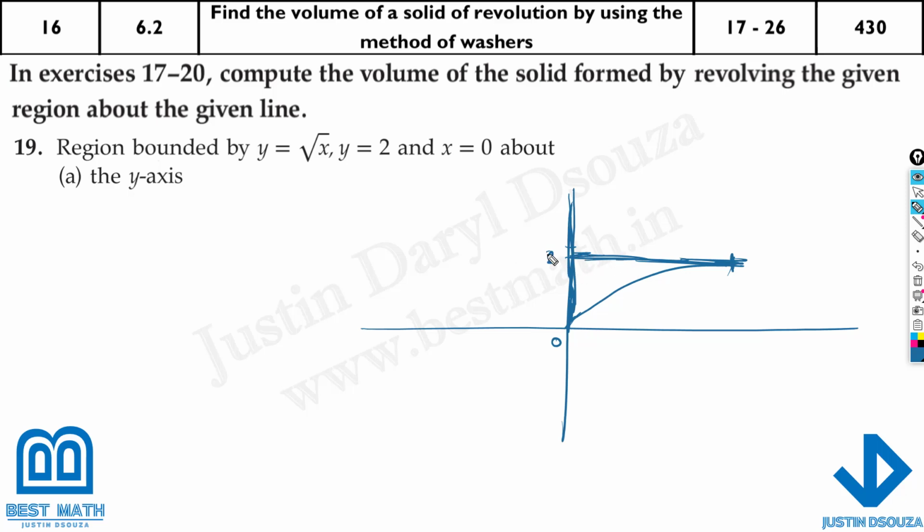And this part is being rotated now. Along which axis? Y axis. So it will be something like this. Okay, this side. That volume we need to find. Okay, this part is being rotated to the other side. How can we find this?